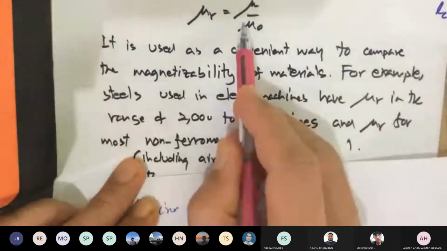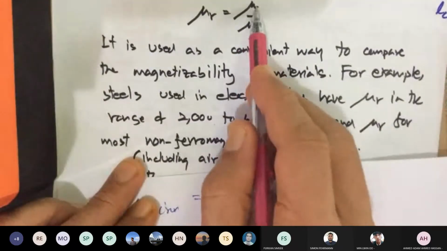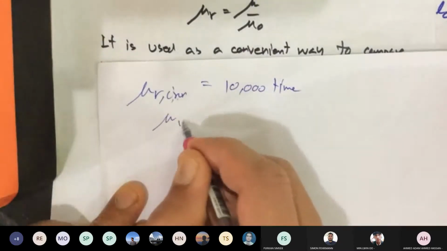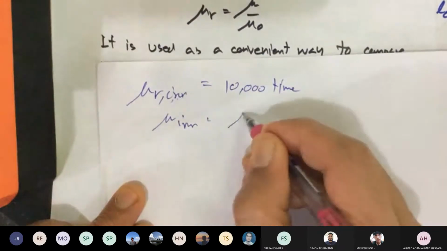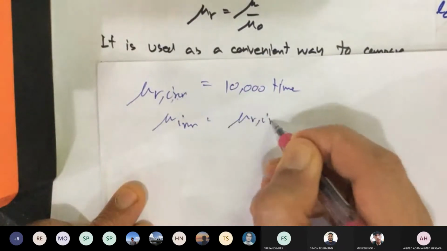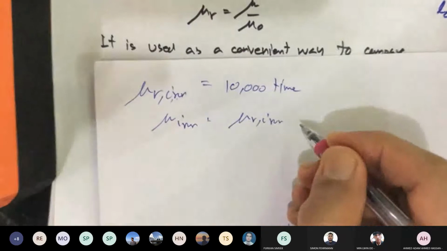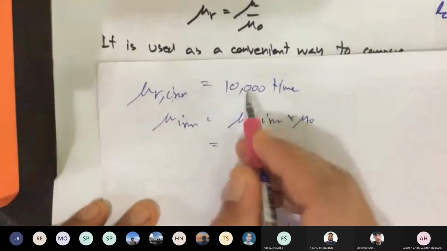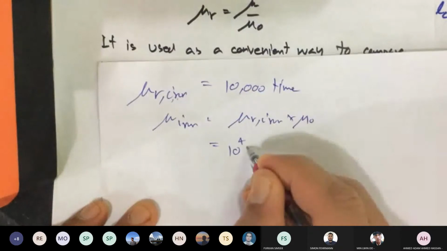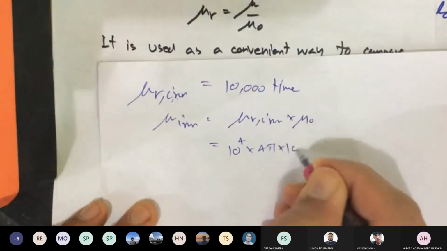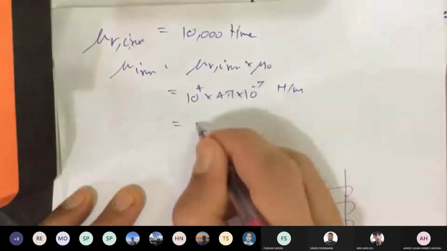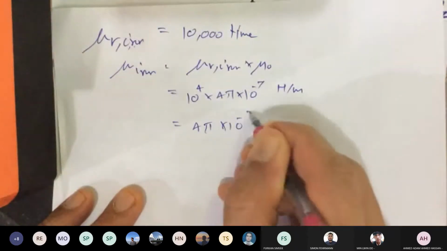Notice that mu r has no unit. It's about how many times, because H over m cancel. Okay, the actual mu iron is equal to mu r of iron multiplied by mu naught. So it is equal to 10 to the 4th times 4 pi times 10 to the negative 7th Henry per meter. Rewrite this, it is going to be 4 pi times 10 to the negative 3rd.